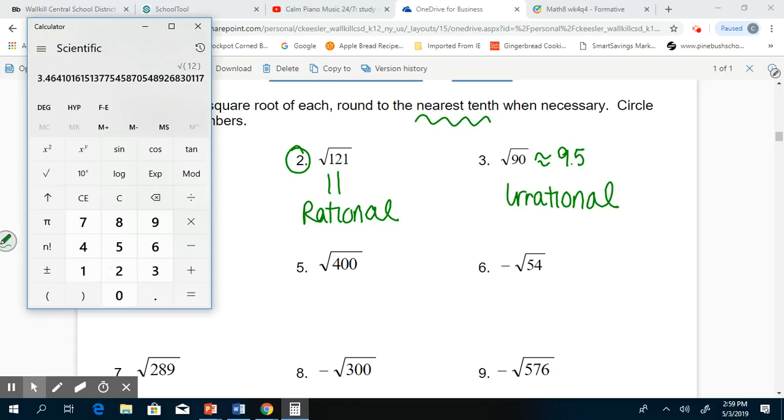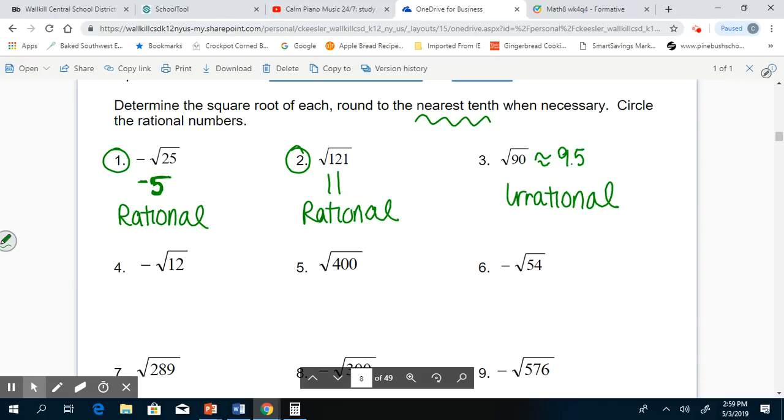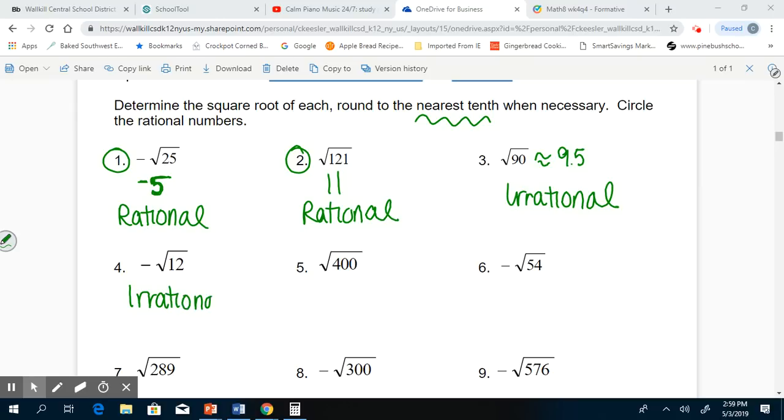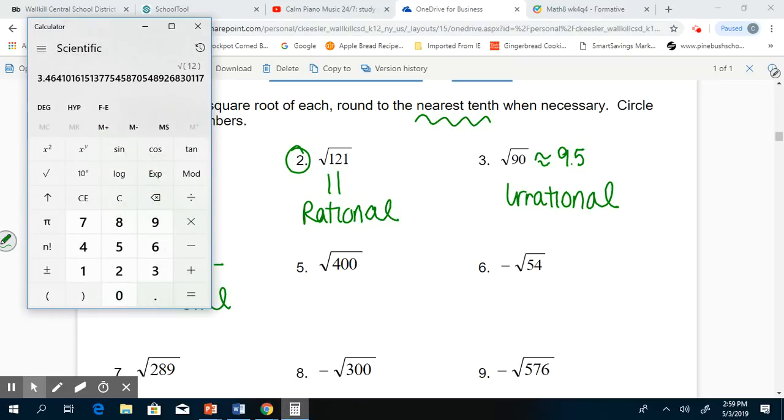And again, we get 3.464101611513, and so on. There's no repetitive pattern there, so we cannot turn it into a fraction. Therefore, this is irrational. And again, we want to estimate it. This would be negative 3.5.